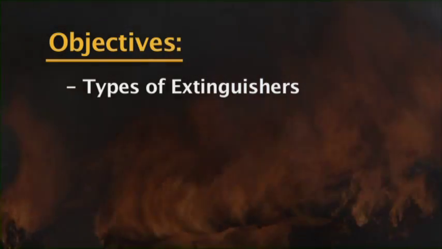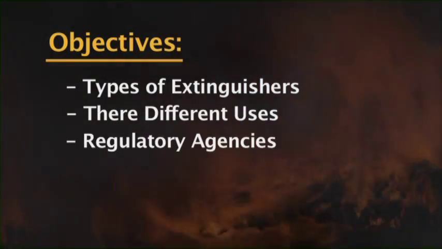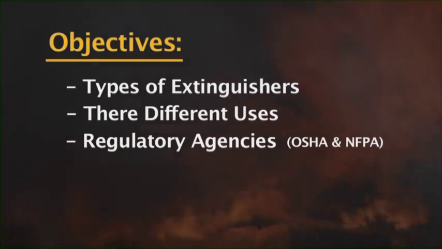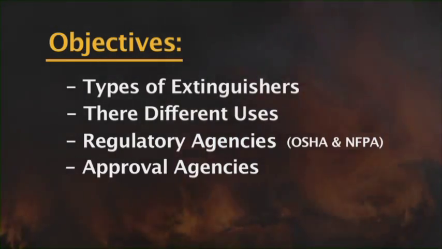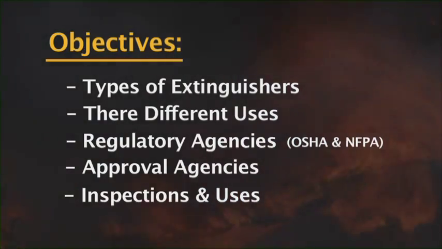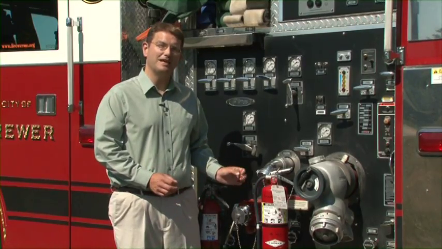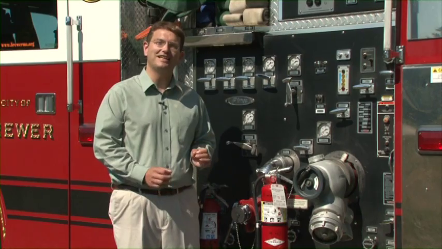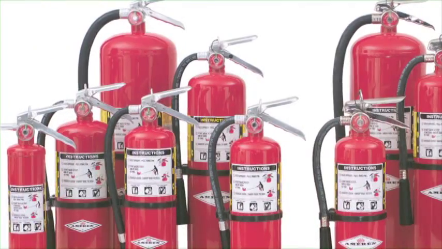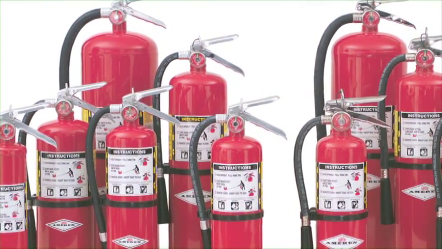The objectives we need to touch on are the types of extinguishers and what their different uses are, regulatory agencies like OSHA and the NFPA, the National Fire Protection Association, approval agencies, inspections, and uses of extinguishers. In order to classify the different types of extinguishers, we must first identify and label the kinds of fires that they're used on. Letters are used to categorize each type of fire.